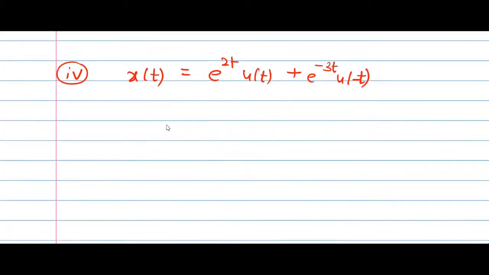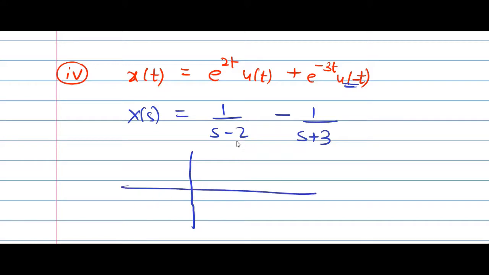Next question, x(t) equal to e raised to 2t u(t) plus e raised to -3t u(-t). So its Laplace transform will be 1 upon s minus 2, because e raised to 2t is there, and since u(-t) is there, in the answer a minus sign will come, so -1 upon s plus 3. Now first you plot the pole-zero diagram. One pole is at s minus 2 equal to 0, that means s equal to 2. Another pole is at s plus 3 equal to 0, that means -3.